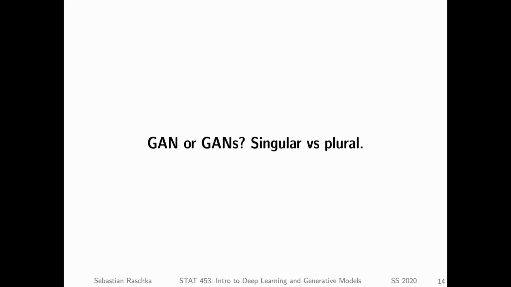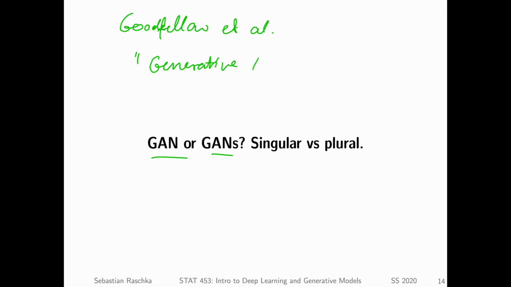By the way, I'm saying sometimes GANs and sometimes GAN. So is it singular or plural? Do we say generative adversarial network, generative adversarial networks? So in the original paper, Goodfellow and colleagues used the term generative adversarial networks with an S at the end to refer to this one architecture.